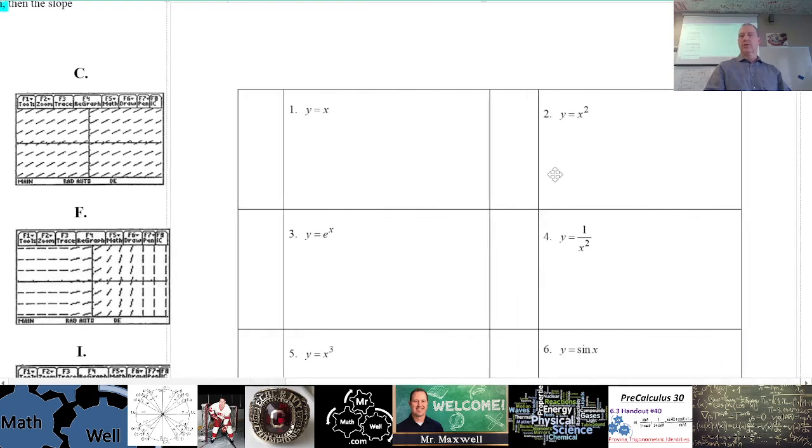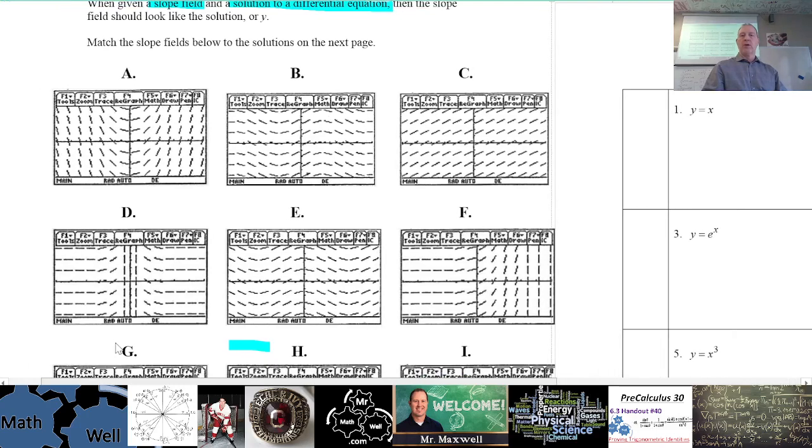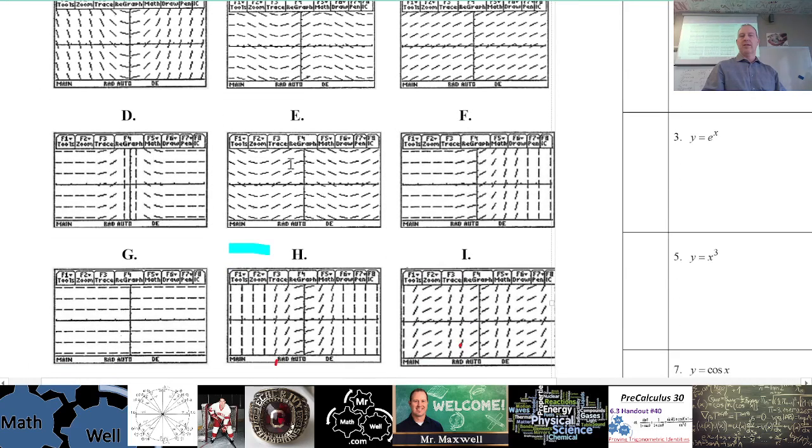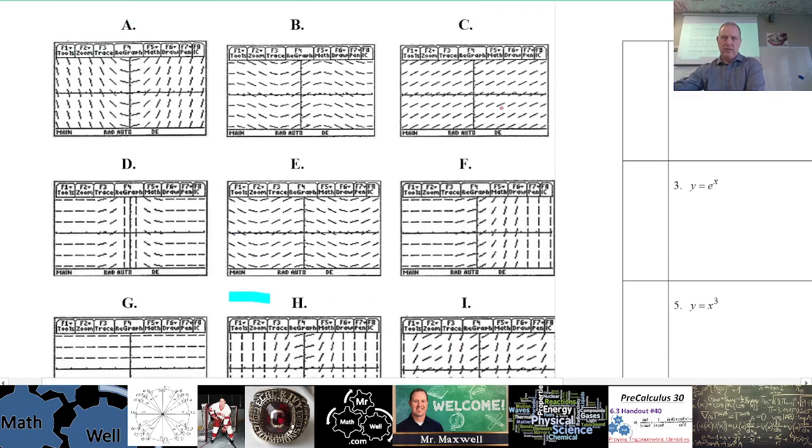On the second page you're given solutions. So this is the solution to the differential equation, y equals x, and now what you're doing is just going over and finding the slope field where y equals x would slide nicely in. For example, this one right here would not be the proper slope field for y equals x because all of these slopes are contrary to the line. They do not look like they are slopes for the line.